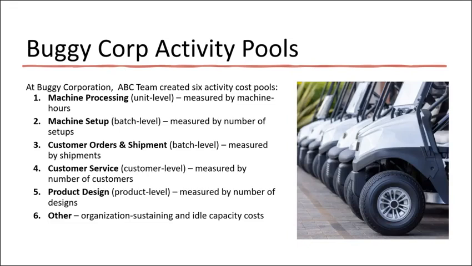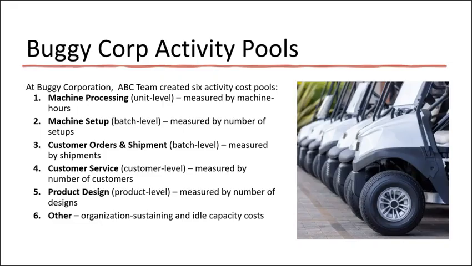The third, customer orders and shipments. These are the cost of resources that are consumed for customer orders received, including the cost of processing paperwork and completed orders shipped. The activity measure for this cost pool is the number of shipments. This is a batch level activity because each shipment generates work that occurs regardless of the number of units. Okay, getting the point here?